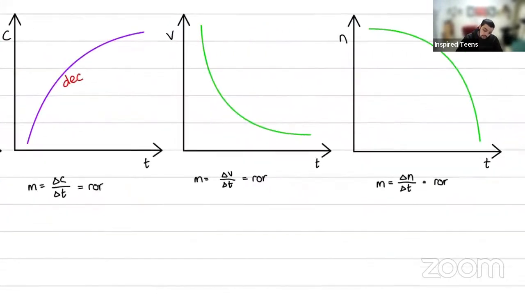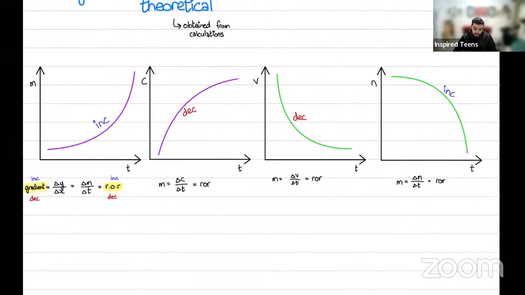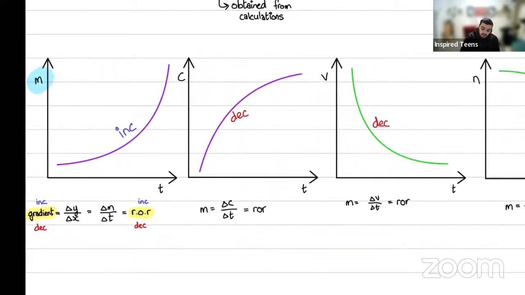So let's look at this one, a decreasing graph. But is the gradient increasing? It's going from quite steep to quite flat, so in this case, it's a decreasing gradient. And here we have an increasing gradient, because it's becoming more and more steep. Here we have an increase in mass, so this would most likely be a products graph. Here too, an increase in mass, most likely a products graph.